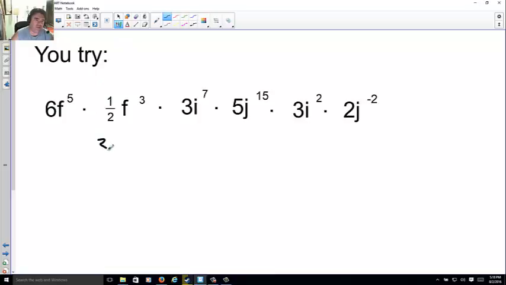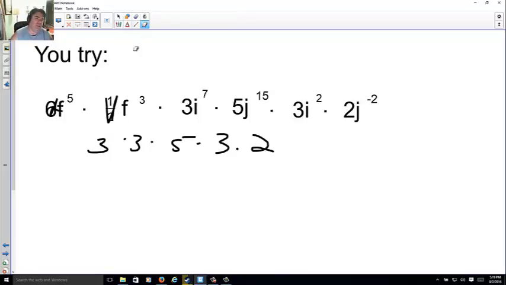6 times a half makes 3, times 3, times 5, times 3, times 2. Looks like a lot. Let me give you a little shortcut here. The hardest part was taking 6 times a half and making 3. How did I do that, by the way? Well, remember, I took 6 times the top divided by the bottom. So 6 times 1 is 6, divided by 2 is 3. That's how I cancel that.